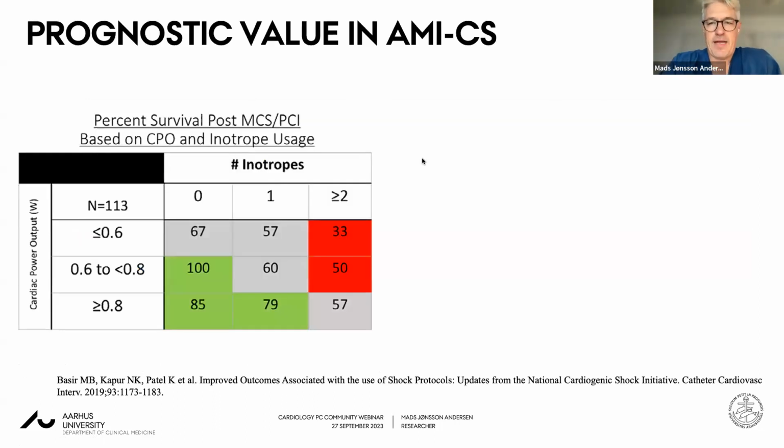These are data from the National Cardiogenic Shock Initiative that enrolled 171 patients in 35 centers from 2016 to 2019. And what you see here is the in-hospital survival as it relates to cardiac power output and the use of inotropes. And what you can see is that if your cardiac power output is high and you have low use of inotropes, you have a very good chance of survival. Whereas if you have a low power output and a lot of inotropes in use, the chance is a lot slimmer.